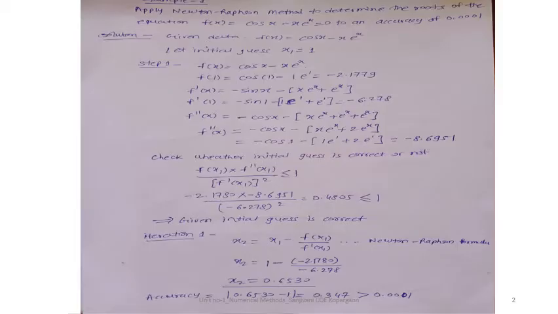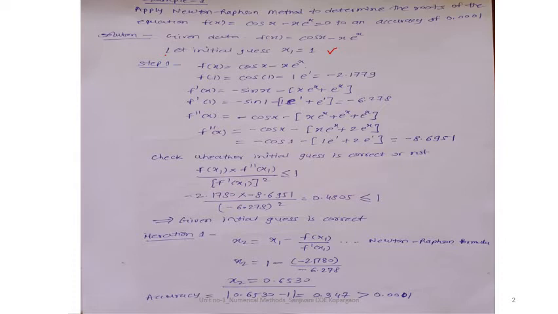So let us see the Newton-Raphson method with an example. In this example, apply the Newton-Raphson method to determine the root of the equation f of x is equal to cos x minus x e raised to x is equal to 0 with an accuracy of 0.0001. So the function which is given is written. Let us say that initially the root is 1. So this is the initial guess. Let us find whether this initial guess is correct.